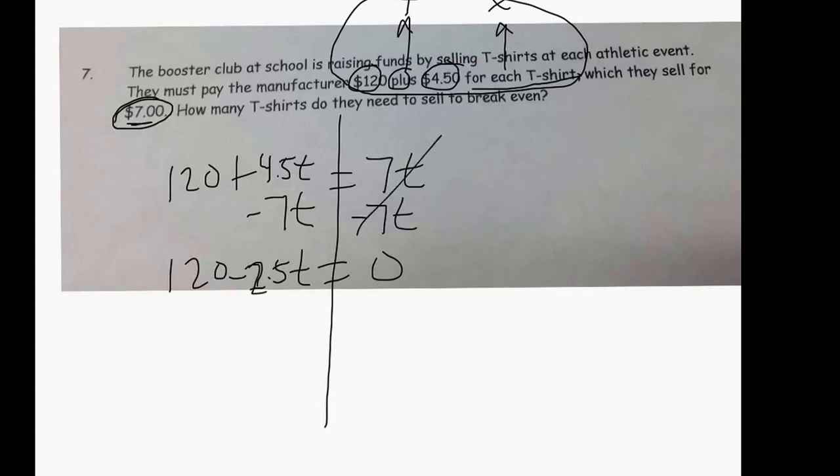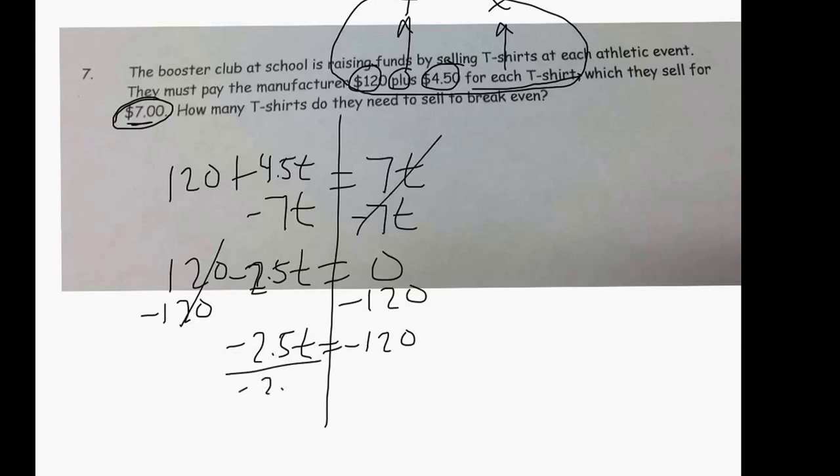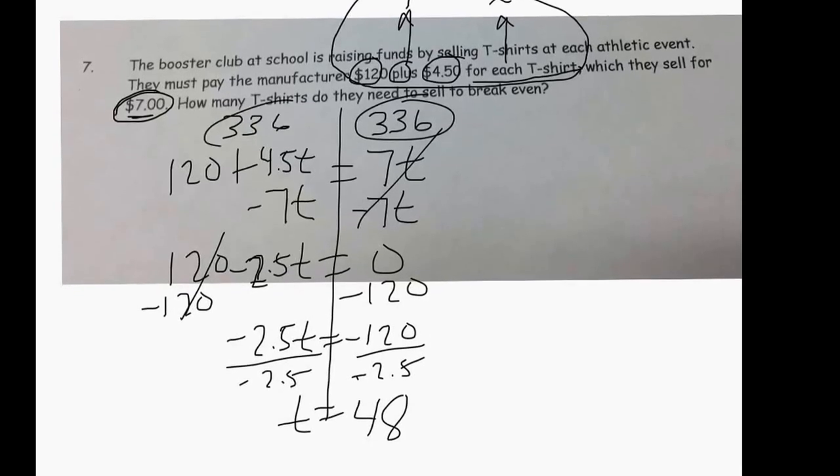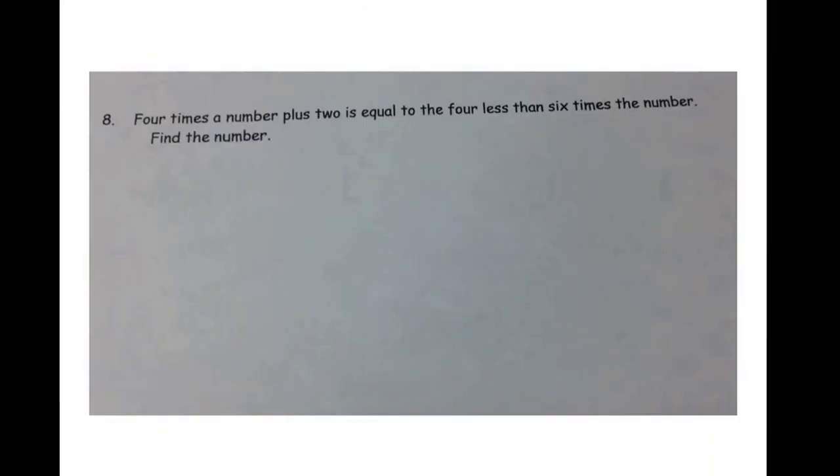Then I want my numbers to go towards the left, I mean towards the right-hand side, so I minus 120 from both sides. That cancels. I bring down my negative 2.5t. 0 minus 120 is negative 120. Divide both sides by negative 2.5, because when it's beside it, I divide it. And t equals, I believe, 48. Let me type it in real quick and make sure. Negative 120 divided by negative 2.5 is 48. If we plug that back in, 7 times 48 is $336. And 120 plus 4.5 times 48 is also $336. So that checks out.